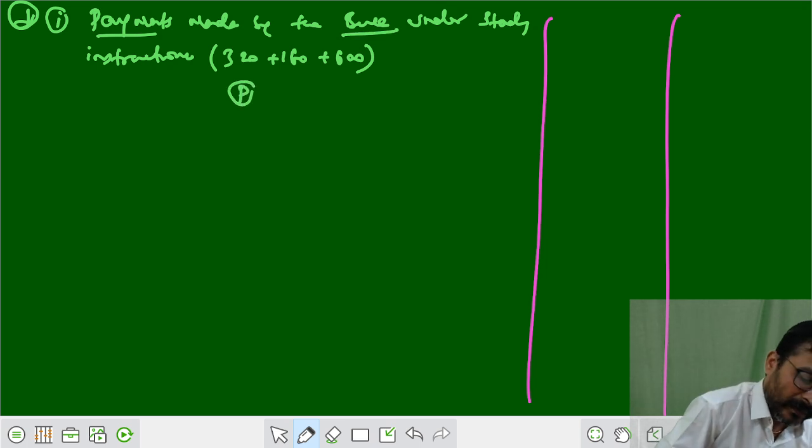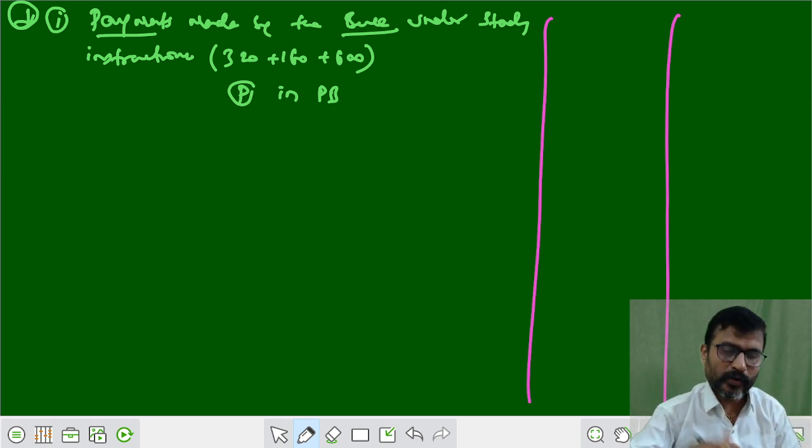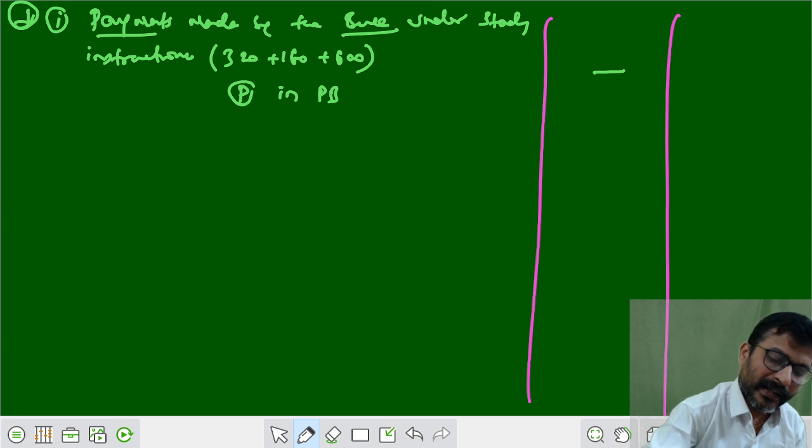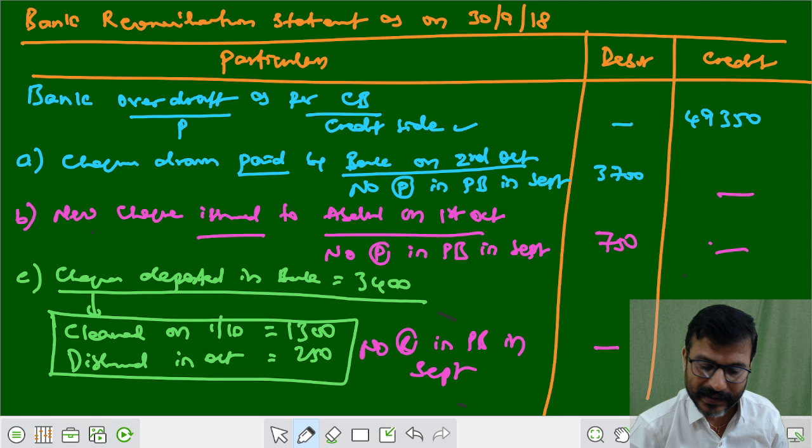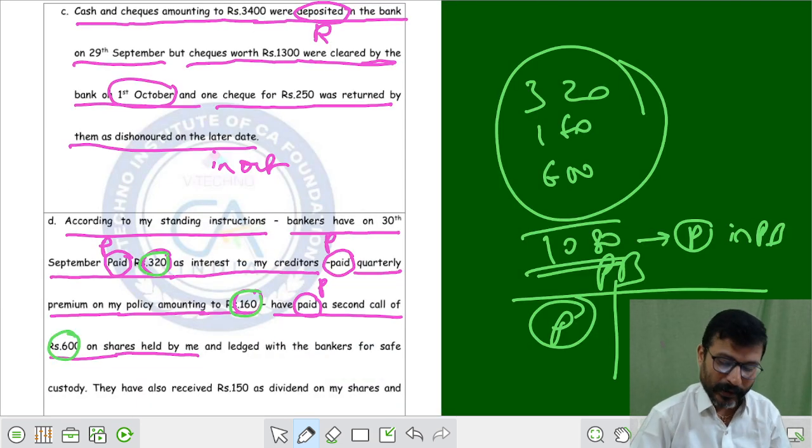Means what? Payment in passbook, no payment in cash book. We have to take it on the opposite side, that is on the credit side. The total comes to 1080 rupees, my dear kids. See the next concept in the same one.